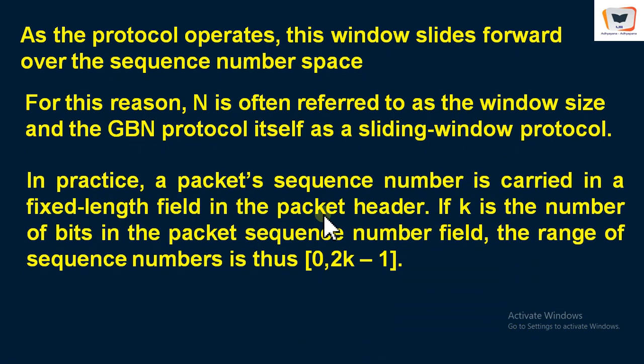In practice, a packet's sequence number is carried in a fixed length field. Of course, it is a 16-bit field in the packet header. If k is the number of bits in the packet sequence number field, that is 16, the range of sequence numbers is thus 0 to 2 to the power of k. It should be 2 to the power of k minus 1.